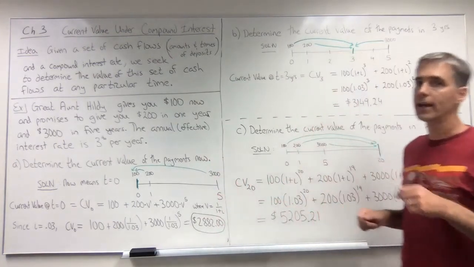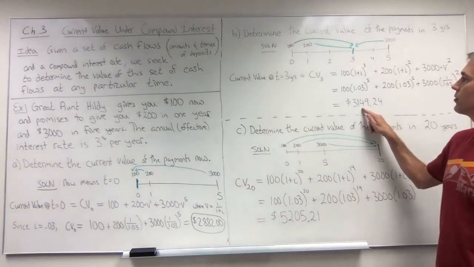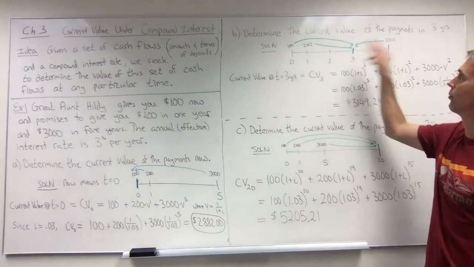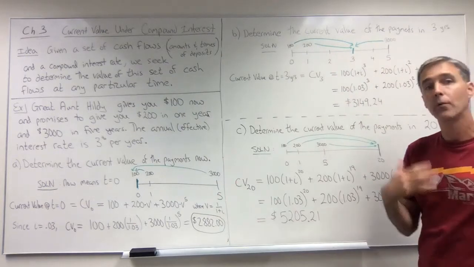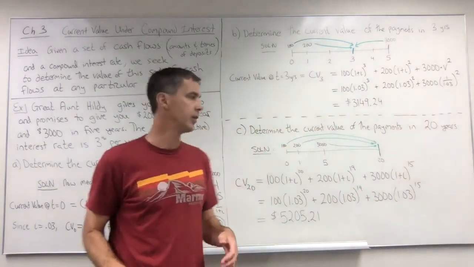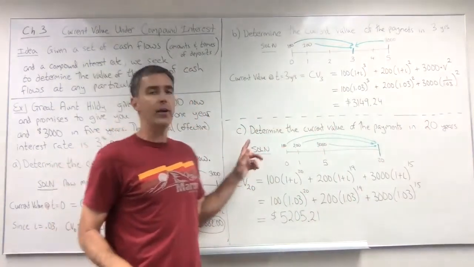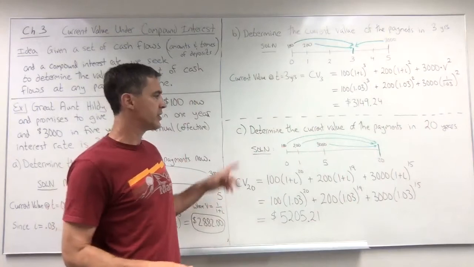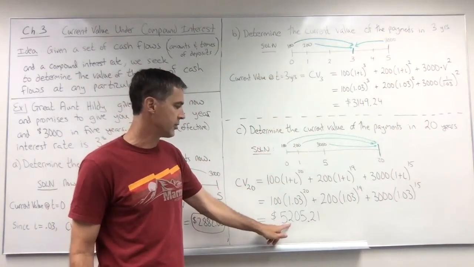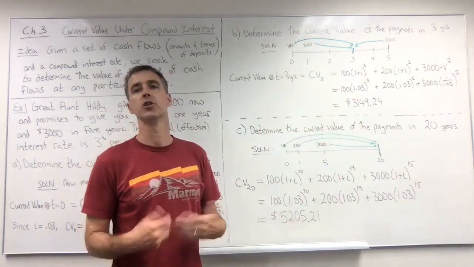Or I could say, you know what, Aunt Hildy, just give me $3,149.24 at time 3 instead of the 3 payments you're proposing. That would have the same value. Or, playing the long game, you could say, hey, Aunt Hildy, I don't need any money for like 20 years. So instead of these 3 payments, just give me the equivalent, which would be $5,205.21 20 years from now.